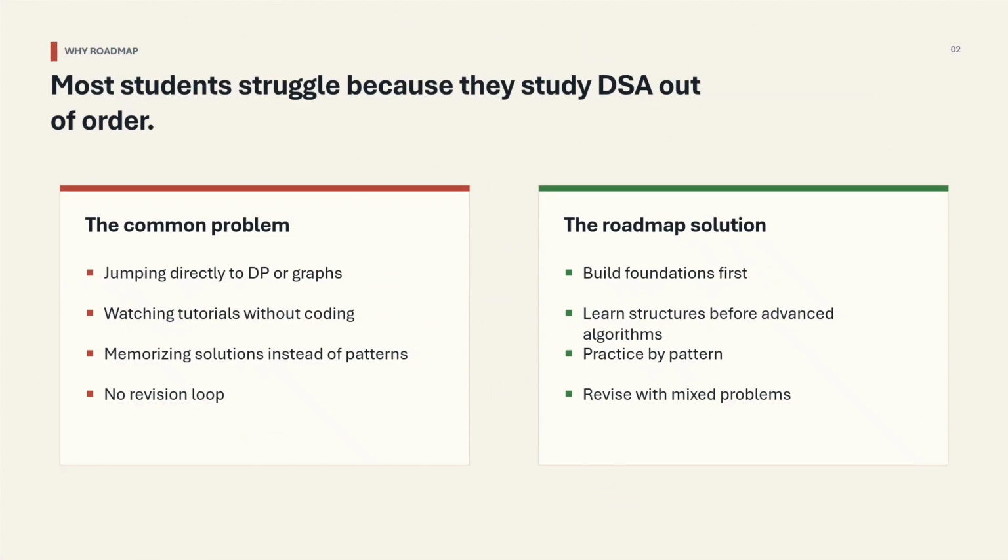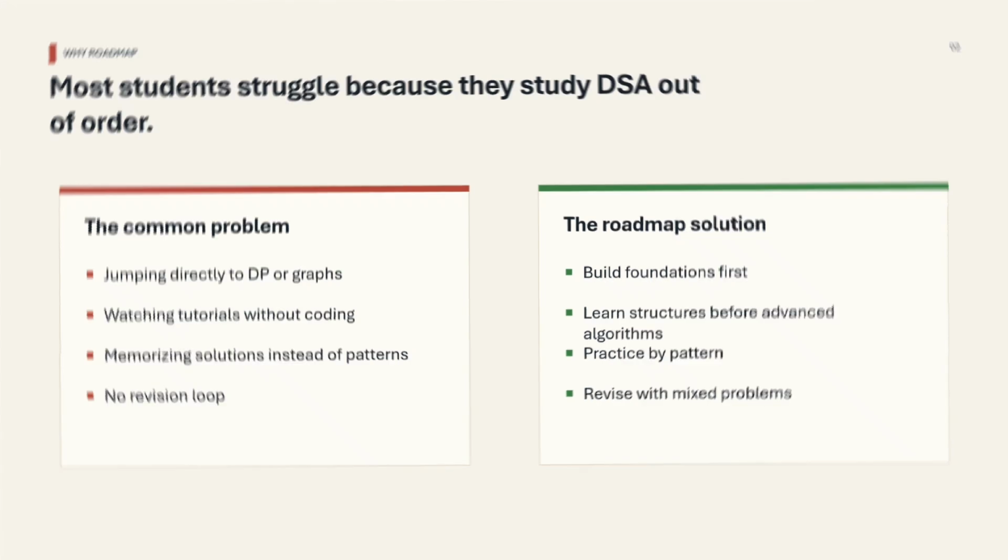But the problem here is many students do not know where to start. They randomly jump from arrays to graphs, then from dynamic programming to trees, and after some time they feel confused and demotivated. So in this video I am going to give you a complete DSA roadmap step by step from absolute basics to advanced topics. By the end of this video you will clearly understand what to study first, what to study next, and how all the topics are connected.